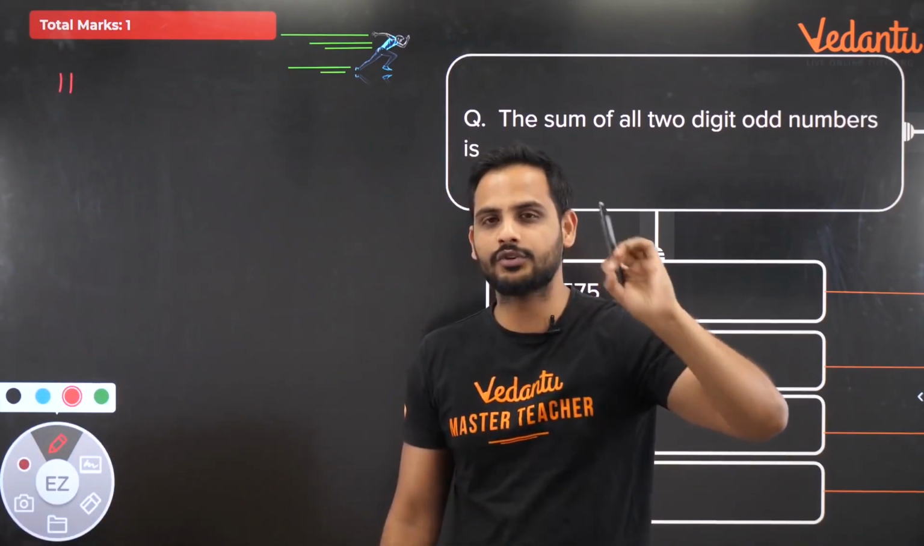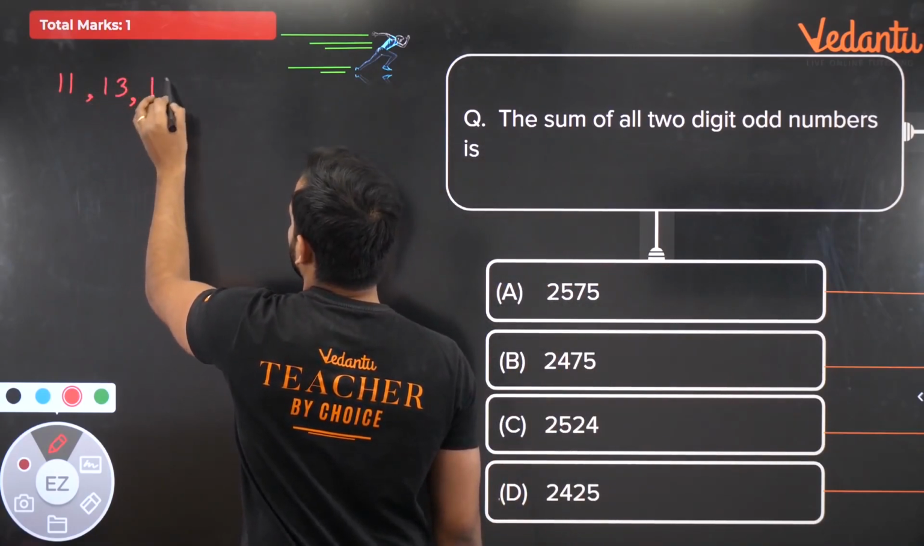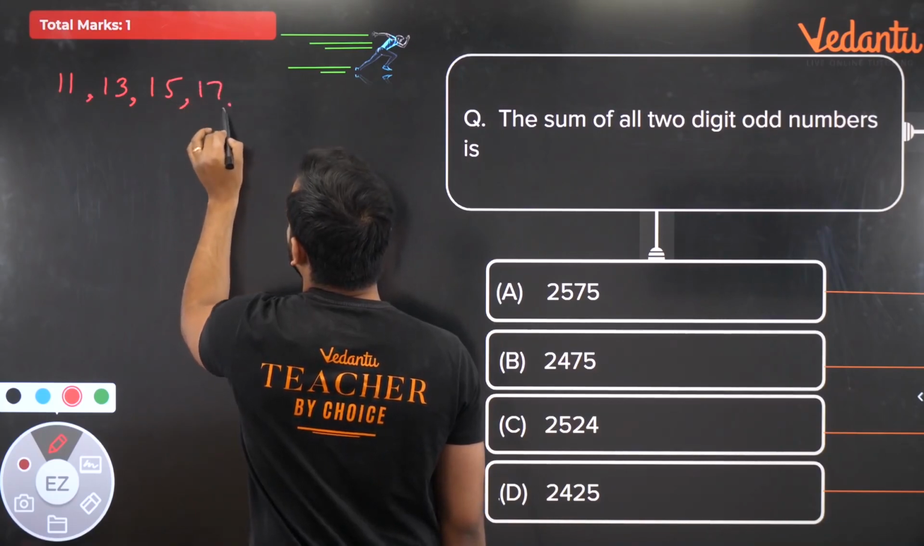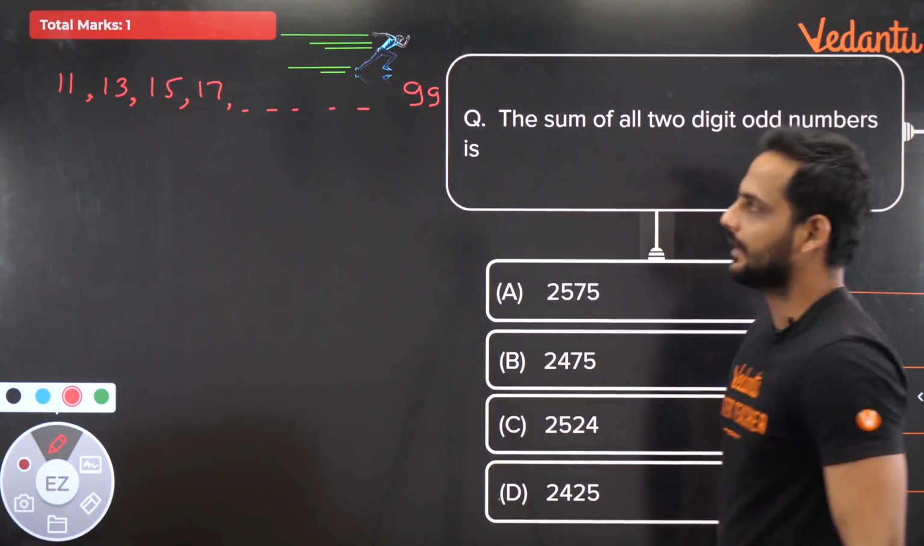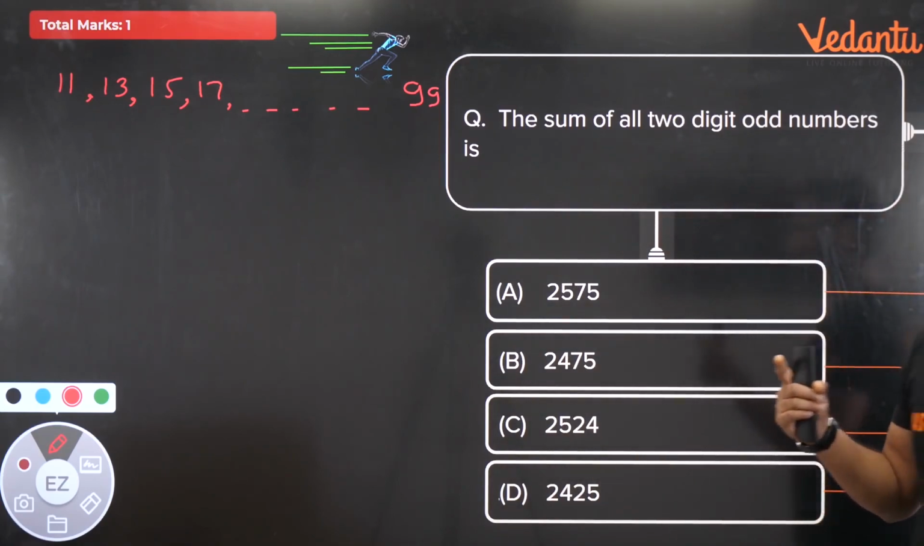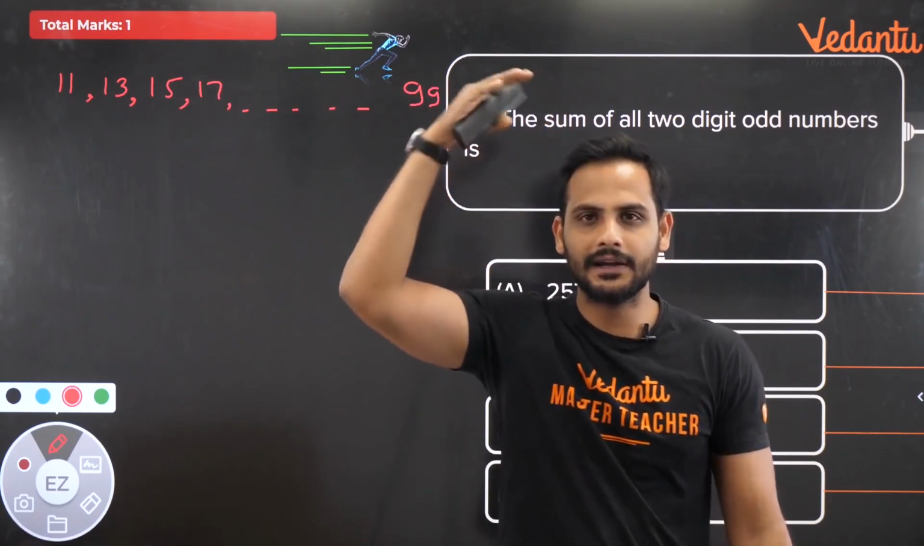So the smallest 2-digit odd number is 11, then comes 13, then 15, then 17, up to the last 2-digit odd number, which will be 99. You want to find out the sum of all these numbers? So first you need to know how many terms there will be. How many terms are there?